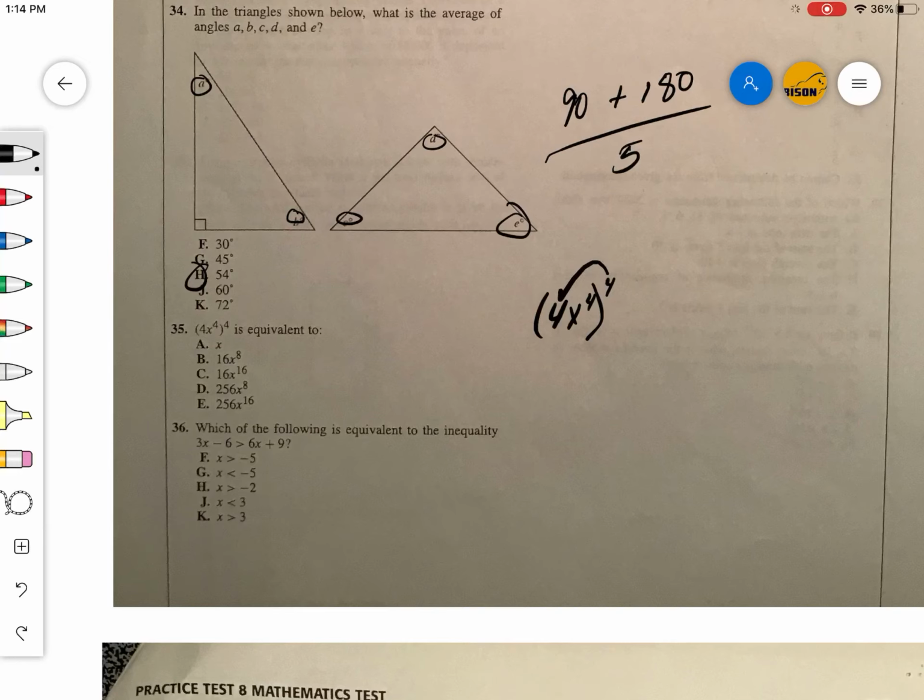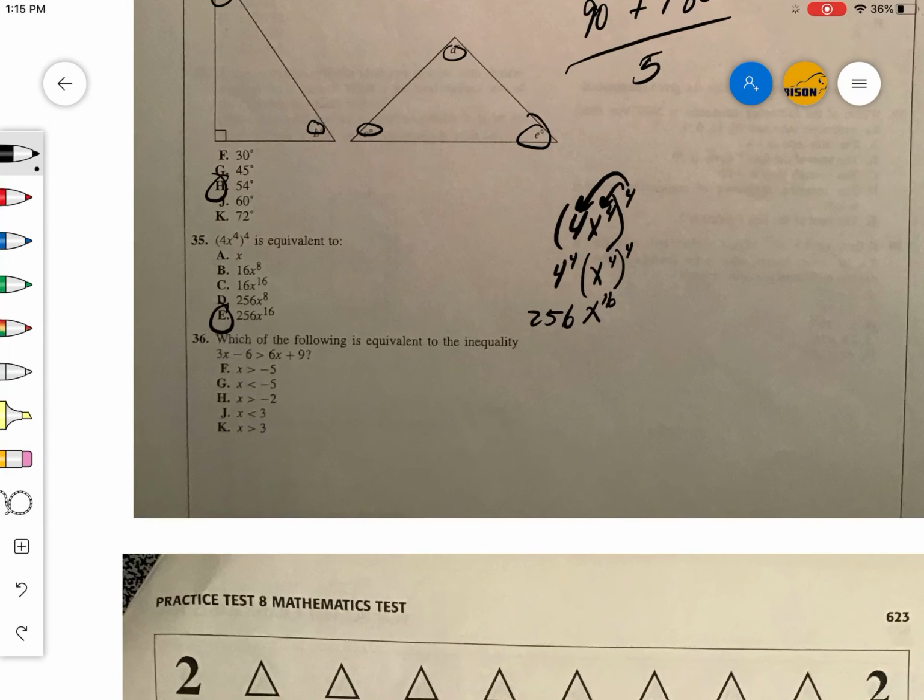So this 4 that's the exponent actually has to go to both pieces here. Okay? So I need to do 4 to the 4th and x to the 4th to the 4th. 4 to the 4th is going to give me 256. This is a power raised to a power. So x to the 4th to the 4th. If you have a power raised to a power, you multiply the powers. So I'm looking for 256x to the 16, because 4 times 4 is 16. Okay, so it is E.